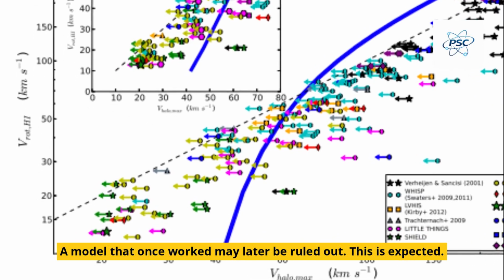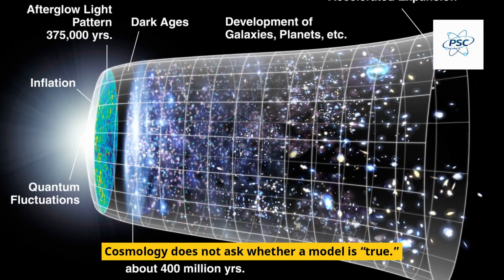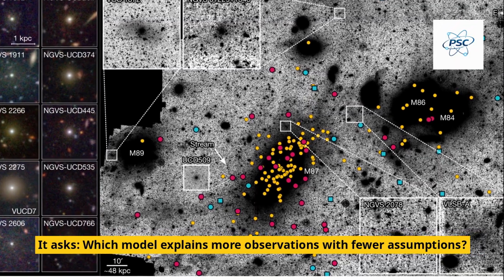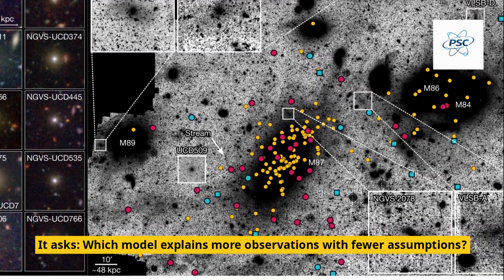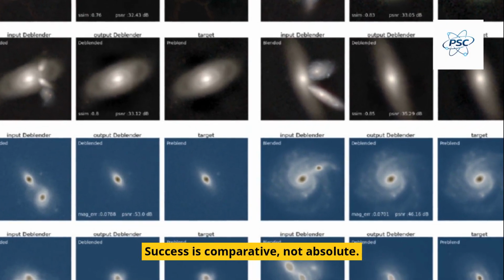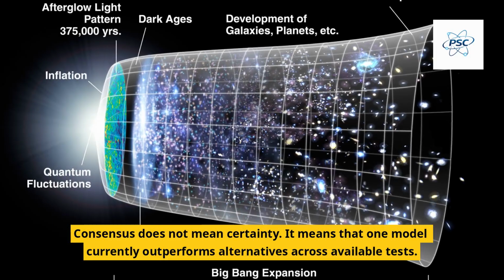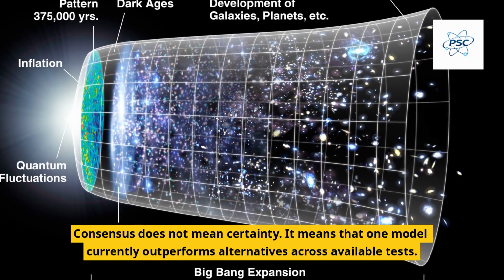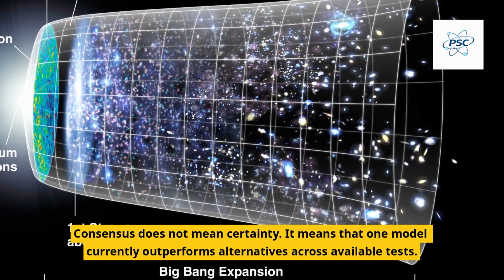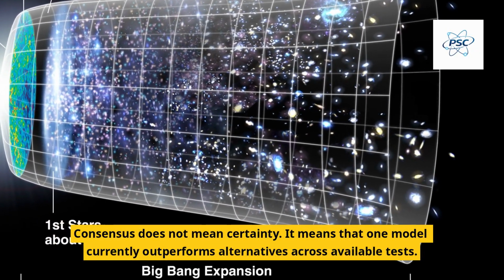This is expected. Cosmology does not ask whether a model is true. It asks, which model explains more observations with fewer assumptions? Success is comparative, not absolute. Consensus does not mean certainty. It means that one model currently outperforms alternatives across available tests.